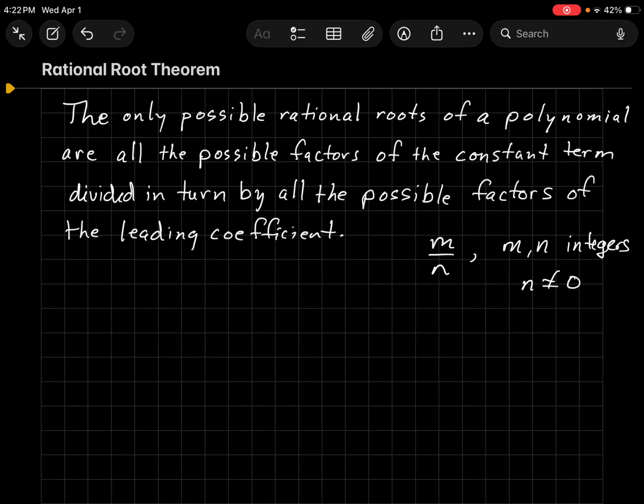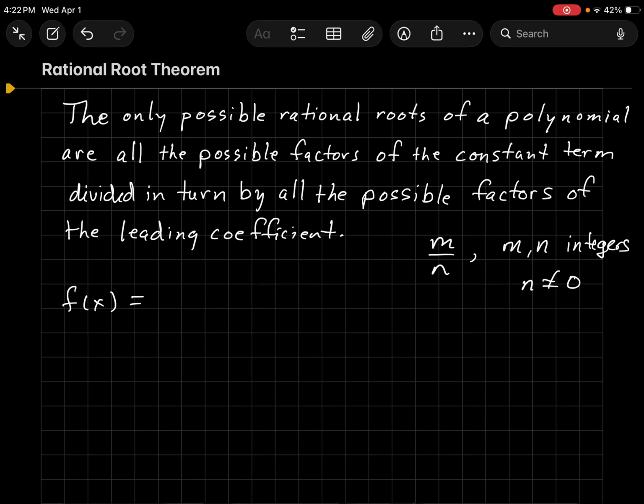So the rational root theorem does not tell you the roots or the zeros of a polynomial. It says if there are rational roots, it must be found in one of these. But one of what? Well, the possible rational roots of a polynomial are all the possible factors of the constant term divided in turn by all the possible factors of the leading coefficient. If that doesn't make sense, let's do a couple examples to see if it helps you understand it.